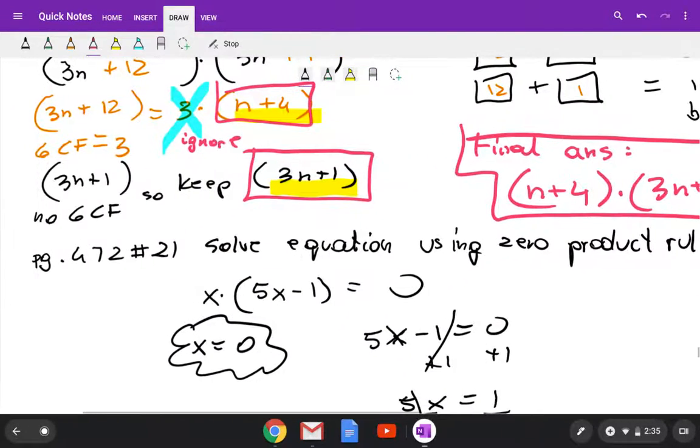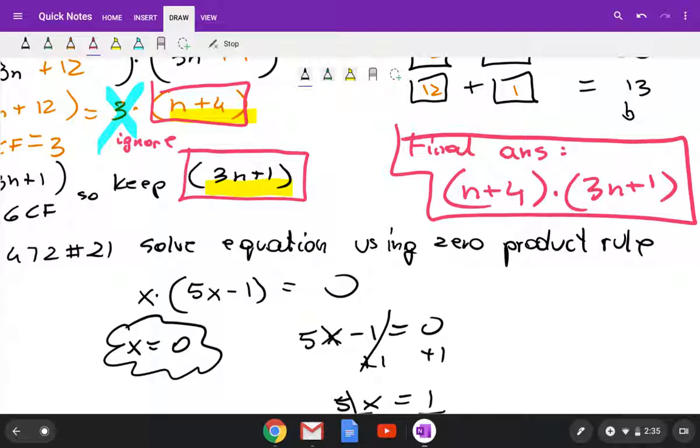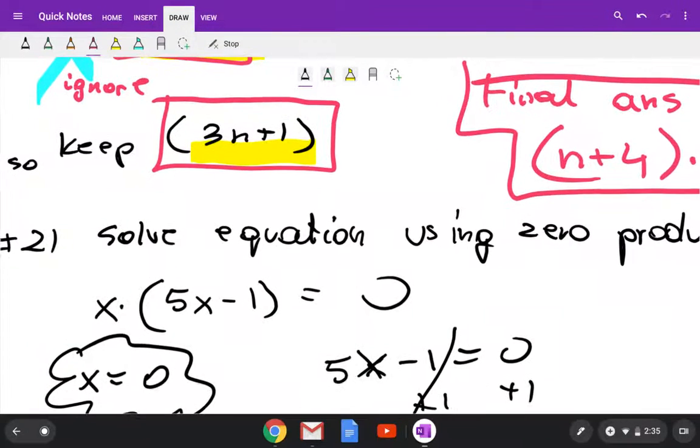Next problem was from page 472, number 21, where you have to solve an equation using the zero product property. So you have x times 5x minus 1. This is what you want to have. You want to have a product between two factors. Why? Because you don't need to do anything. You don't need to factor. They already give you a factored equation.